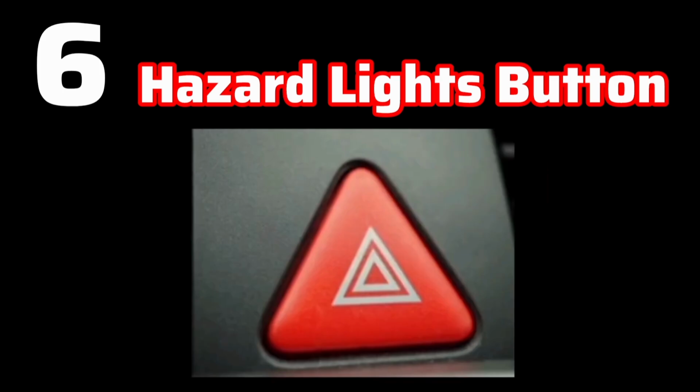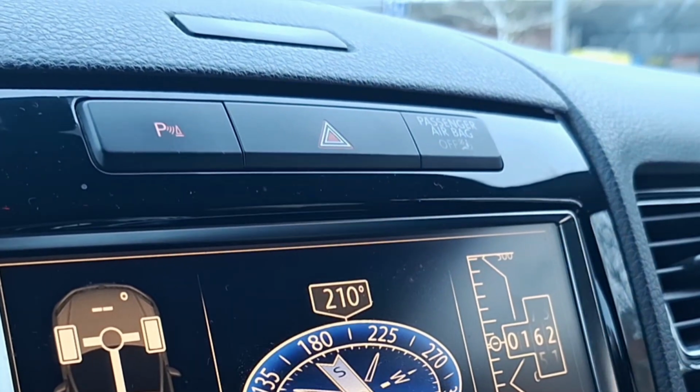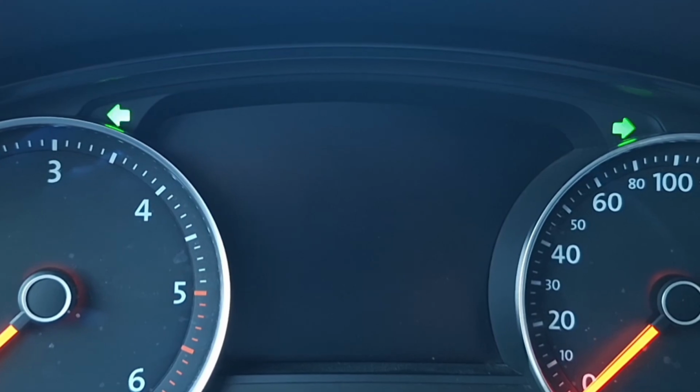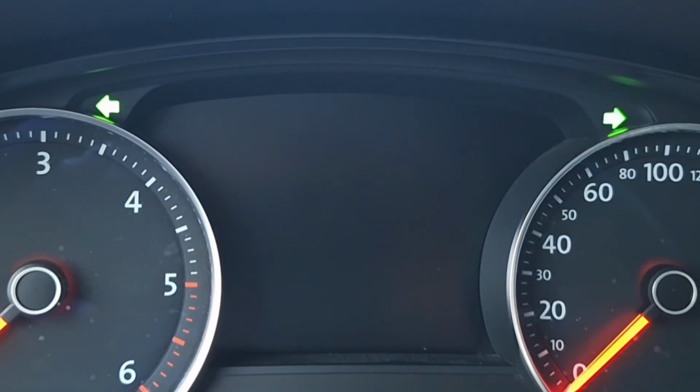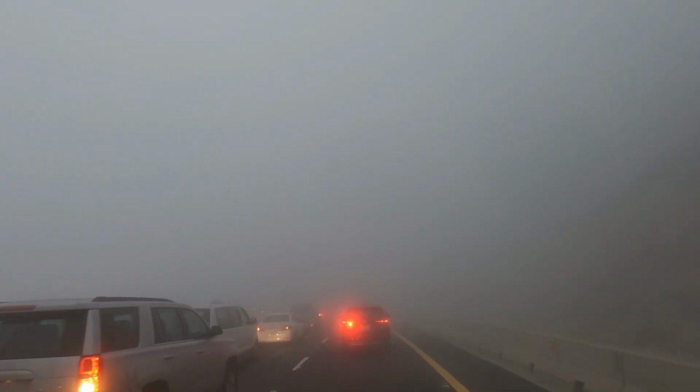One of the most recognizable buttons in a car. This is the hazard lights button. It turns on all turn signals at the same time. Use it when your car is stopped, broken down, or creating a hazard for others. It helps other drivers notice you sooner.